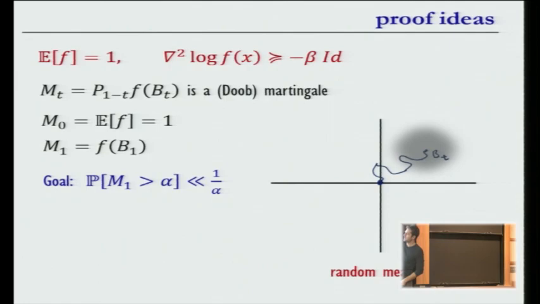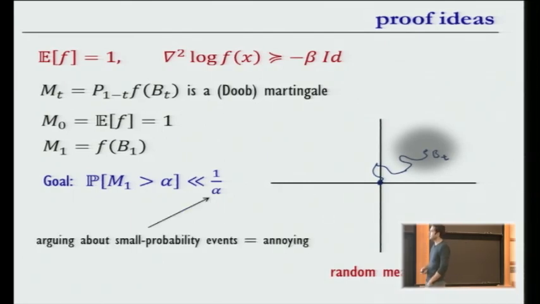Okay, so our goal, if you set things up like this, is to prove that the probability that m_1 is bigger than alpha is much less than 1 over alpha. This is an improved Markov inequality. The problem is that we're trying to argue about the probability of a small probability event, which is a hard thing to do in general.